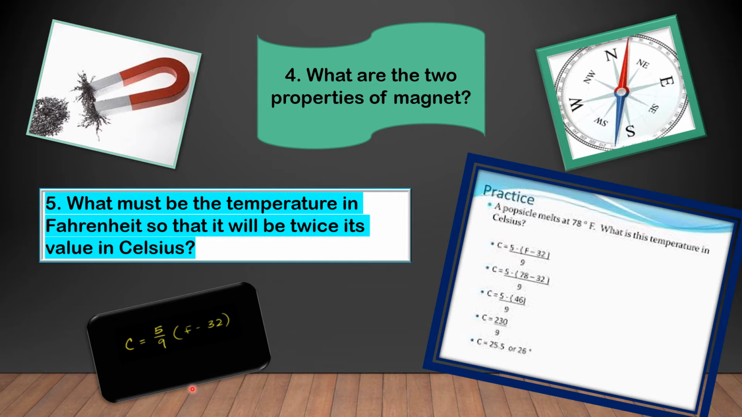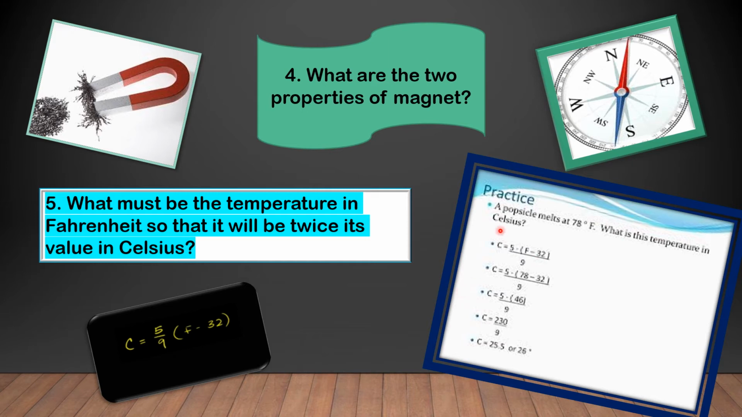So in this sum, you can start the sum like this. Let the temperature at Fahrenheit scale is x. Therefore, the temperature in Celsius scale will be 2x because they have told twice of its value in Celsius. It will be twice its value in Celsius. Like this, you can do the sum. One example I have given over here.